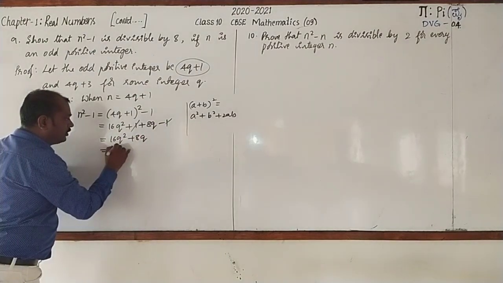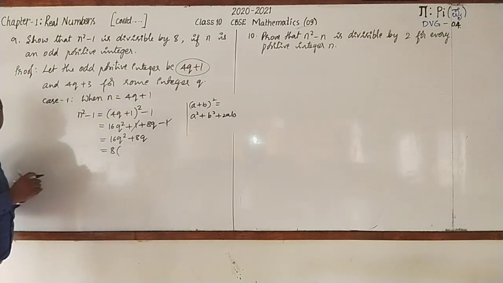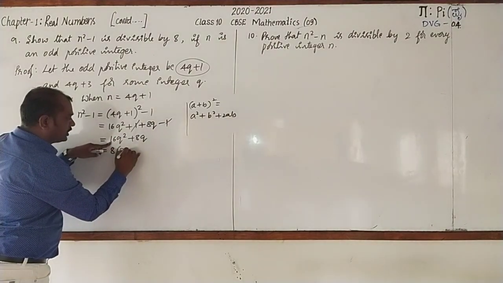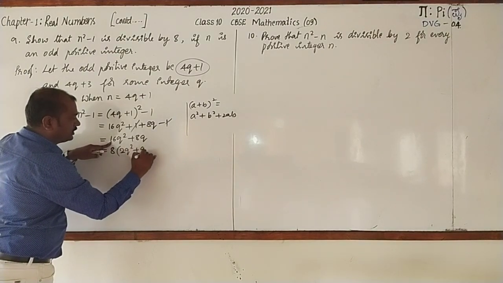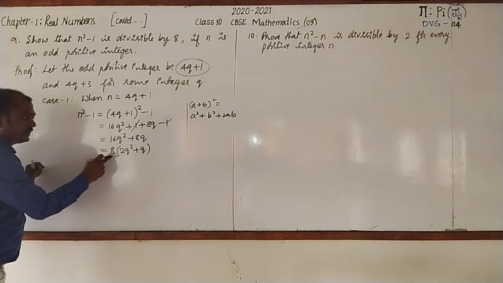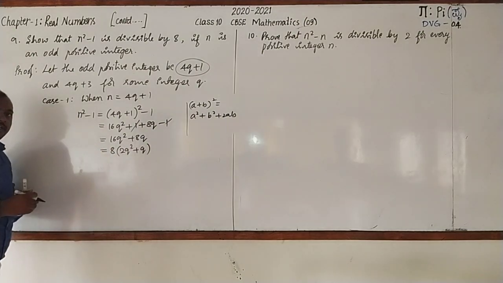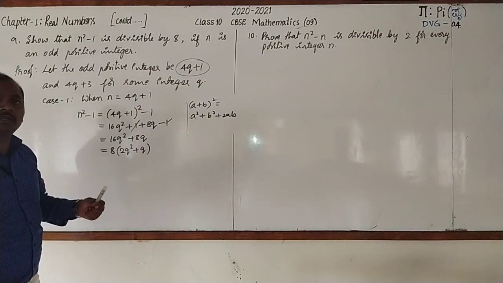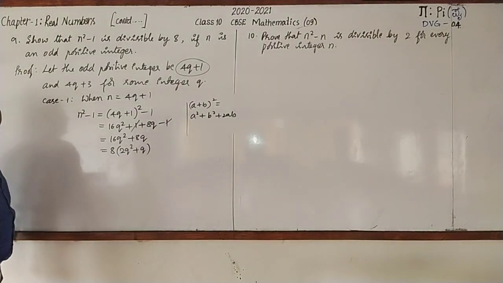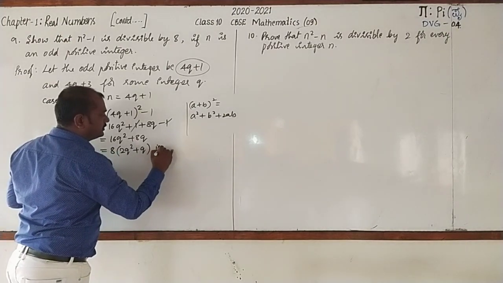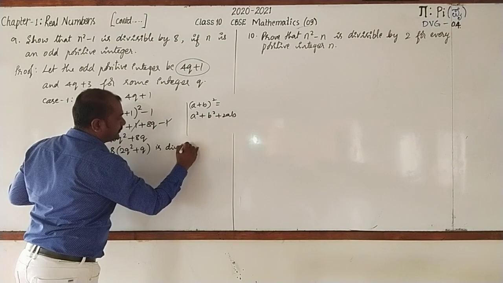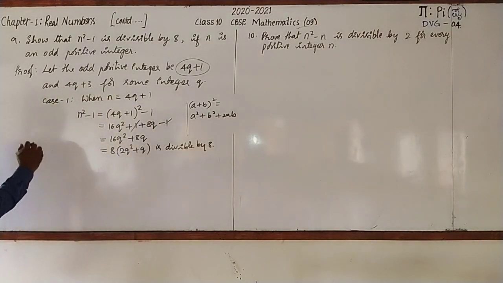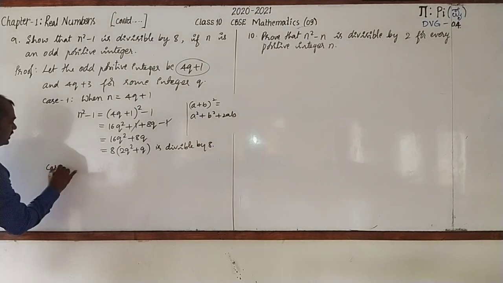Understood? Now I can go for taking 8 as common factor. It can be written as 8 2s are 2q square, 8 1s are into q. Now see that, is it the multiple of 8? Yes. If a number is multiple of 8, then that number is also divisible by 8. So it is divisible by 8. Understood?